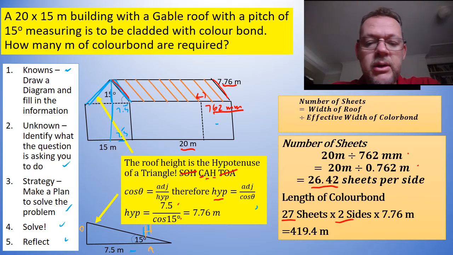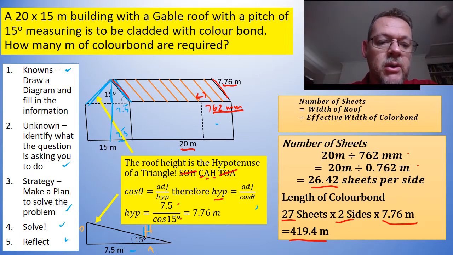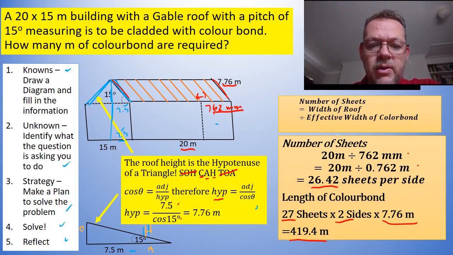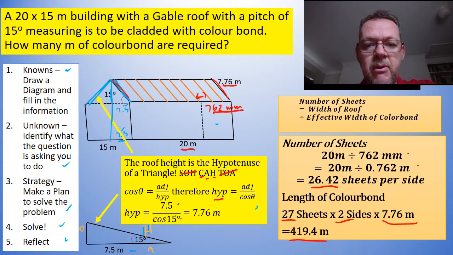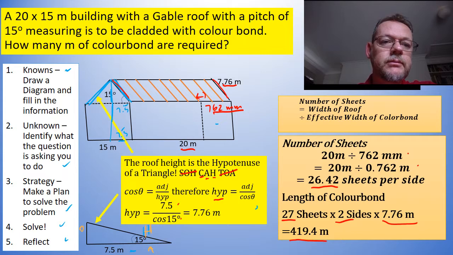And then we're going to say, well, we need 54 sheets that are 7.76 meters, which is really 419.4 meters in colorbond that are required. So we've solved our problem, and that answer makes sense. We've got it in a linear meter unit, and the number looks right.